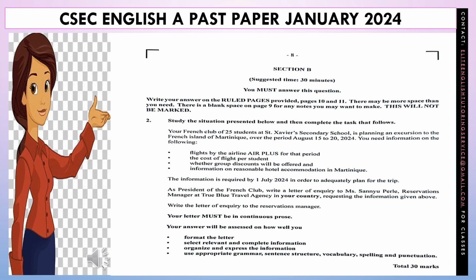One, flights by the airline AirPlus for that period. Two, the cost of flight per student. Three, whether group discounts will be offered. And lastly, information on reasonable hotel accommodation in Martinique. The information is required by the 1st of July 2024 in order to adequately plan for the trip.